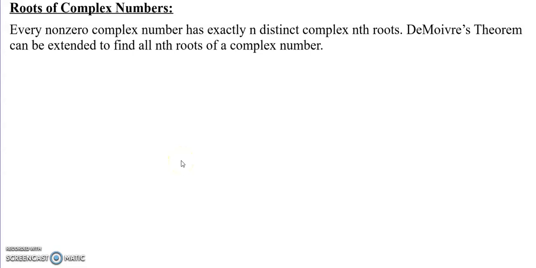Alright, so what we're going to do in this video is go over how to find the roots of a complex number. The cube roots, the square roots, the fourth roots, the fifth roots, whatever they may be. So we know every non-zero complex number has exactly n distinct complex nth roots. So we're going to take the theorem that we talked about, De Moivre's theorem from the last video, and extend it to help us find all our nth roots of a complex number.